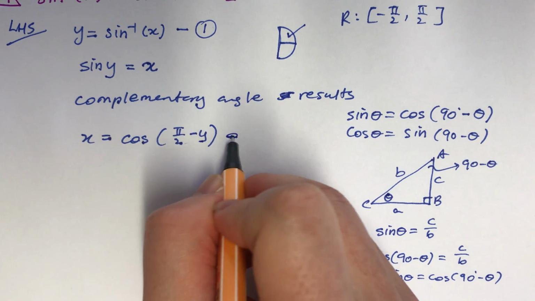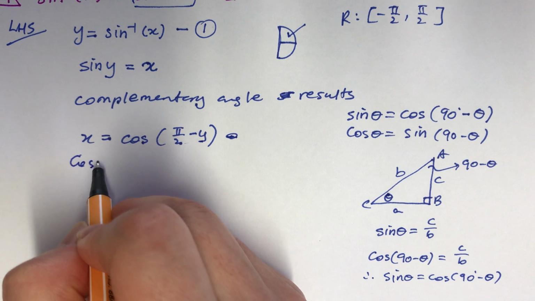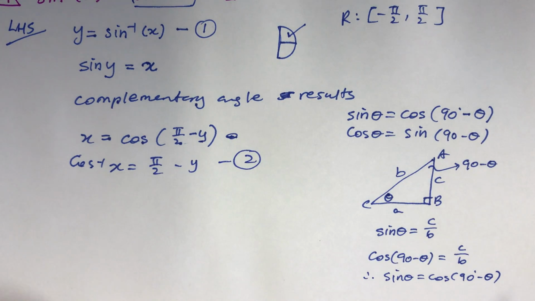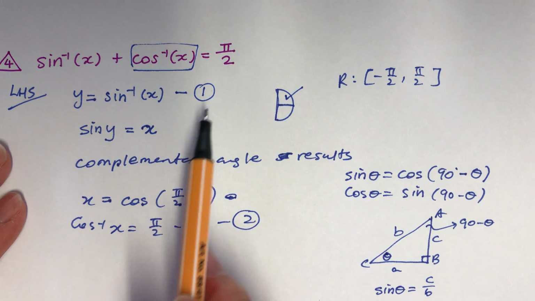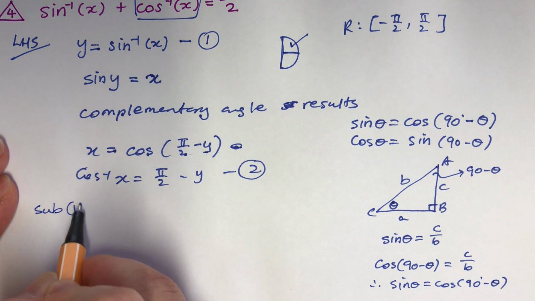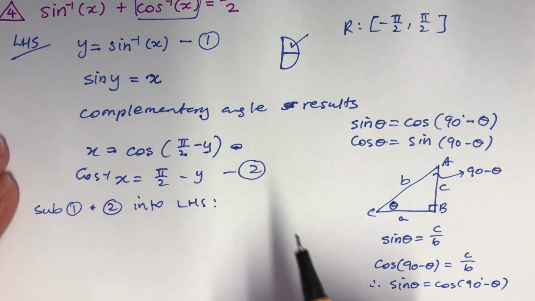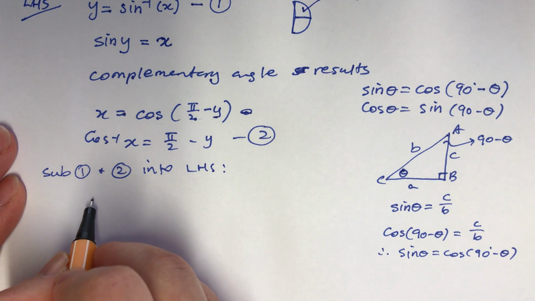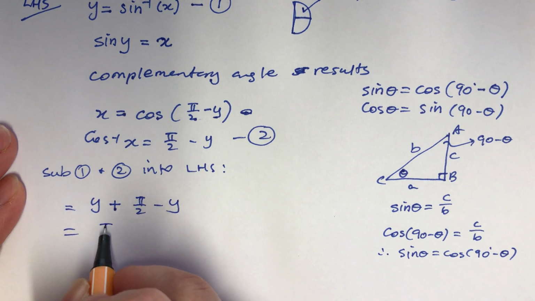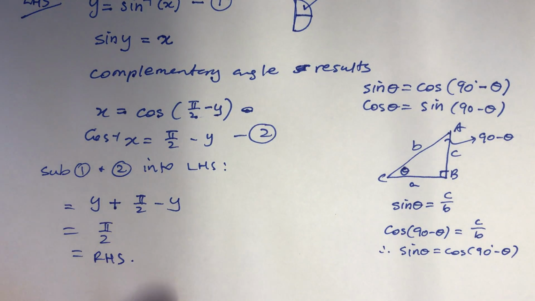And I'm going to move this one because I need something to replace this. So I'm going to go inverse cos x equals pi over 2 minus y. And I'm going to make it into 2. So I'm going to substitute this 1 and 2 into the left hand side. So substitute 2 into left hand side expression. So when I do that, it will be y plus pi over 2 minus y, which will be pi over 2, same as right hand side. Okay, so that wasn't too bad.